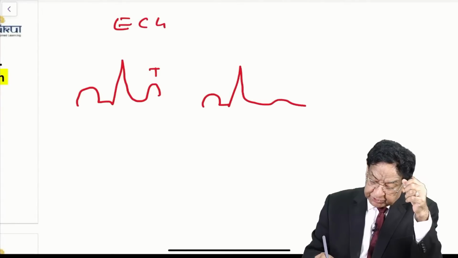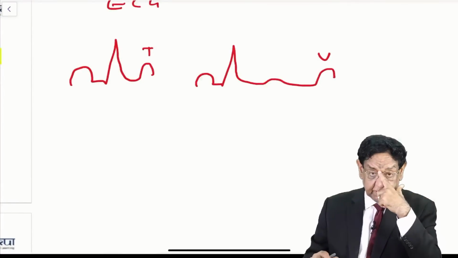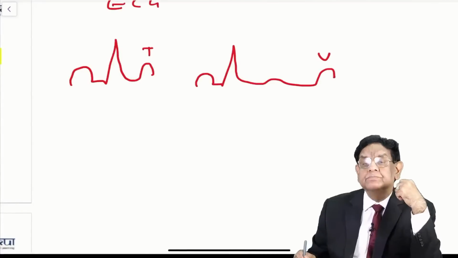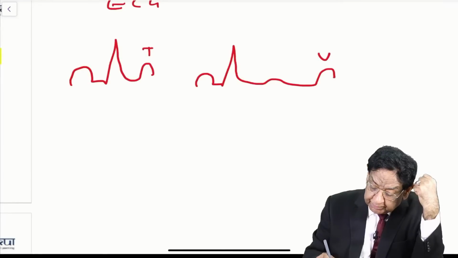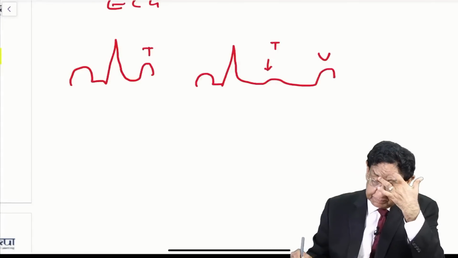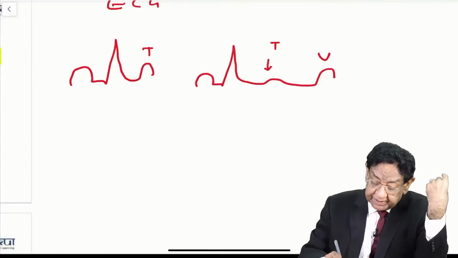When hypokalemia starts, the T wave becomes short and a prominent U wave appears. Now you draw it. This T has become smaller and a prominent U wave has appeared. Done it? Now again stop writing.